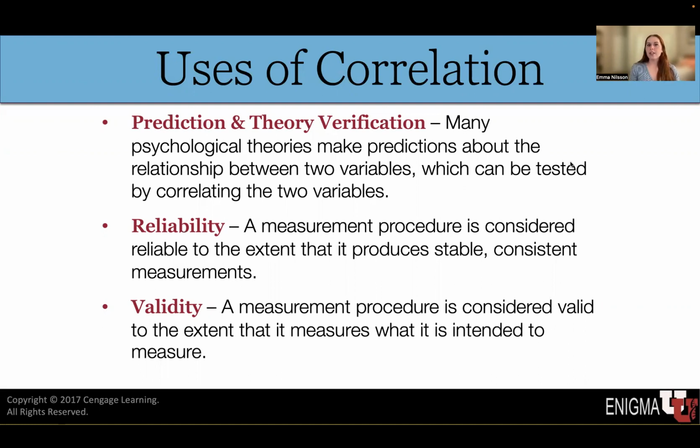So the situations in which we should use correlation are threefold. The first is in prediction and theory verification. A lot of psychological and scientific theories are going to make predictions about the relationship between two variables, and we can use correlation to test if those predictions and theories are correct by correlating them.